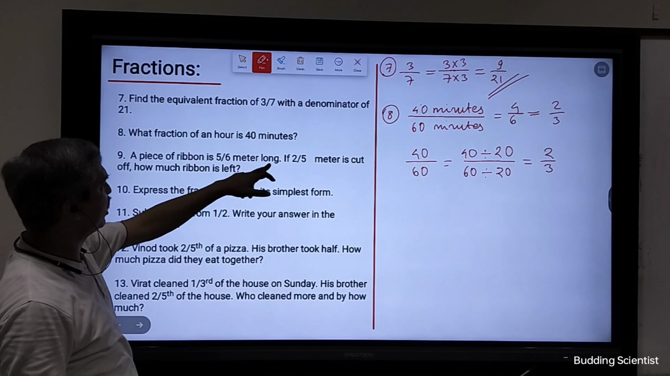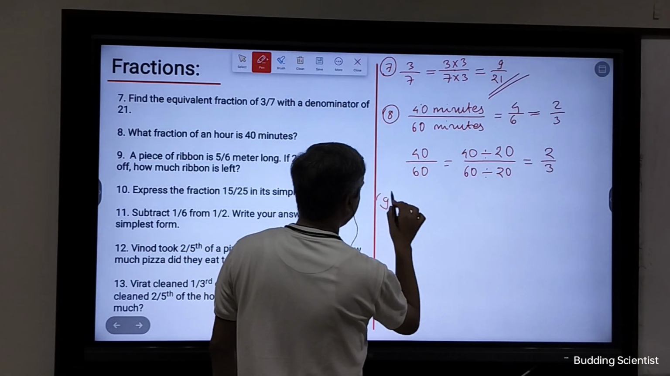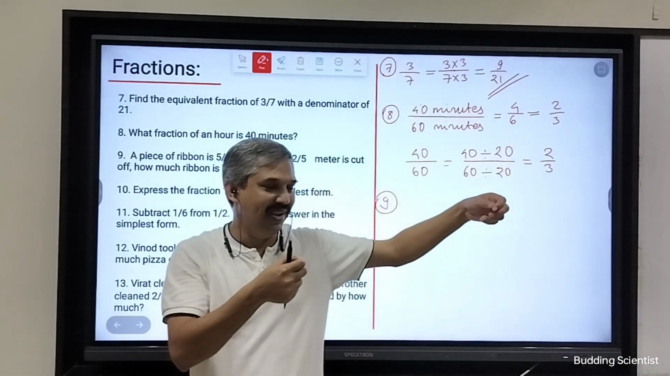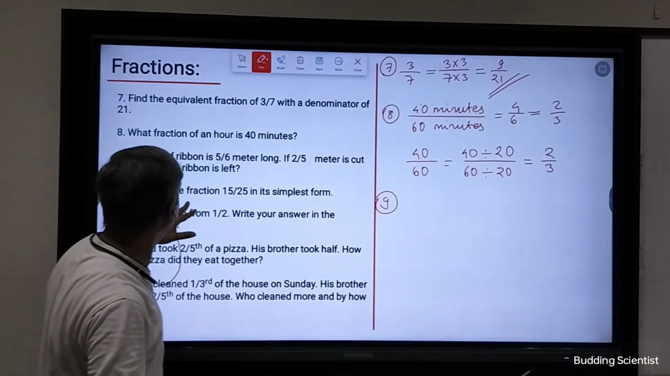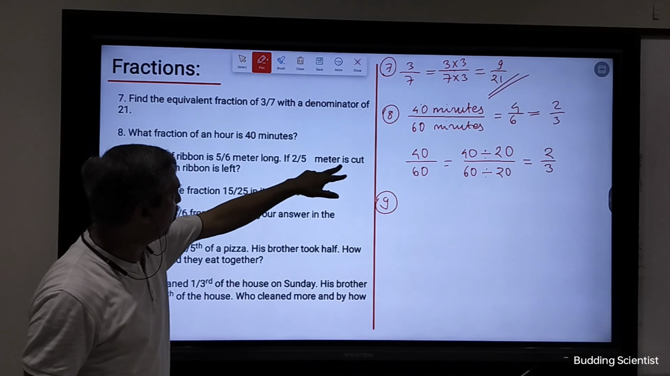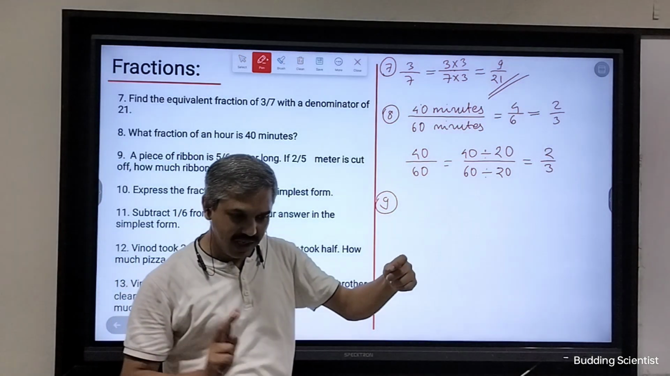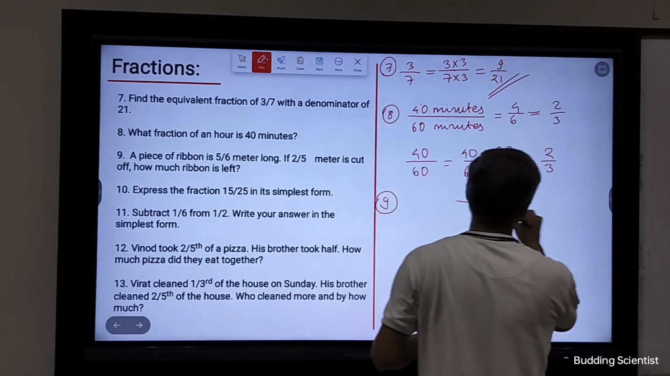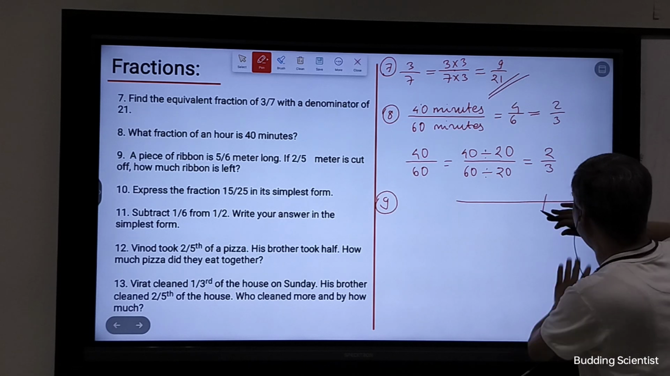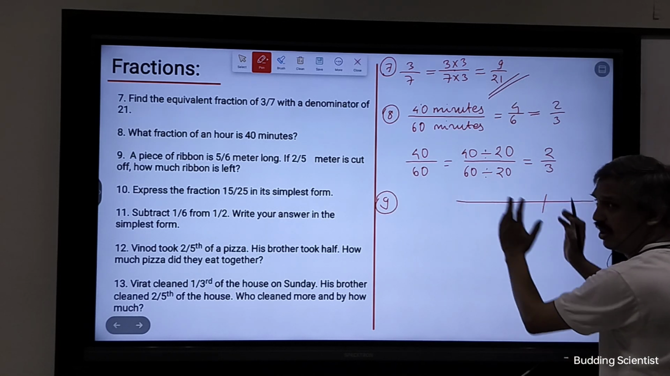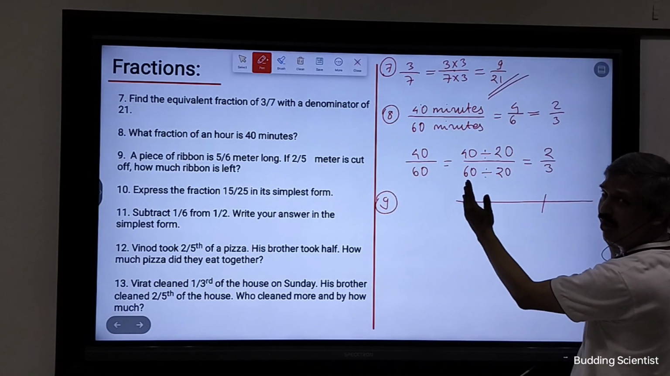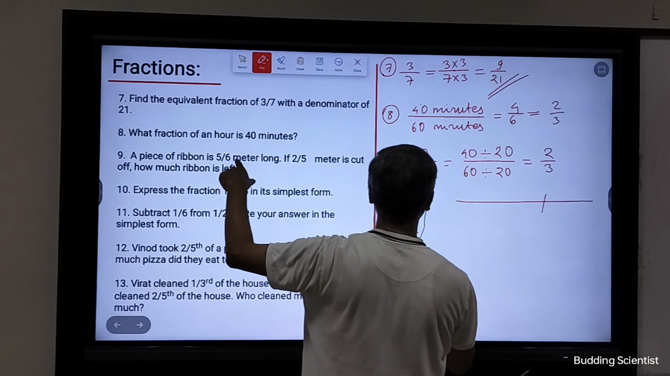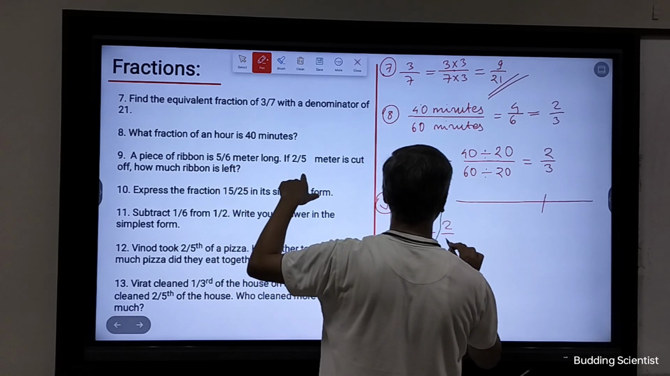A piece of ribbon is 5 by 6 meter long. Okay. So we have a ribbon, let's say I don't have anything here to show. Let's say this is an invisible ribbon in my hand. This is 5 by 6 meter long. If 2 by 5 meter is cut off, इसमें से ही cut कर लिया. How much ribbon is left? You know what, if this was a ribbon and this part is cut off, only this will be left. What will be left is equal to the original value minus the cut off value. 5 by 6 minus what is cut off, which is 2 by 5.